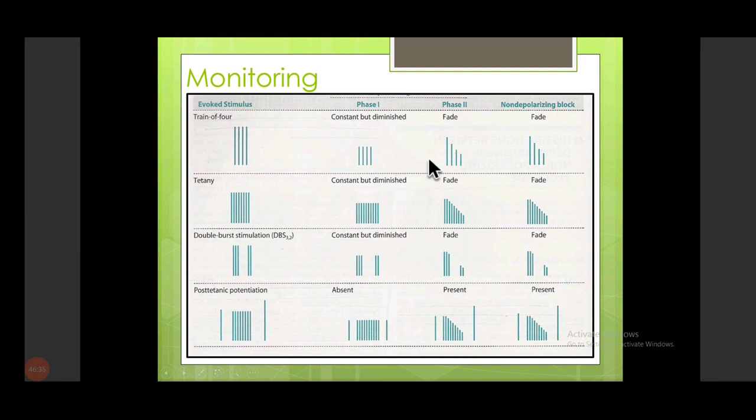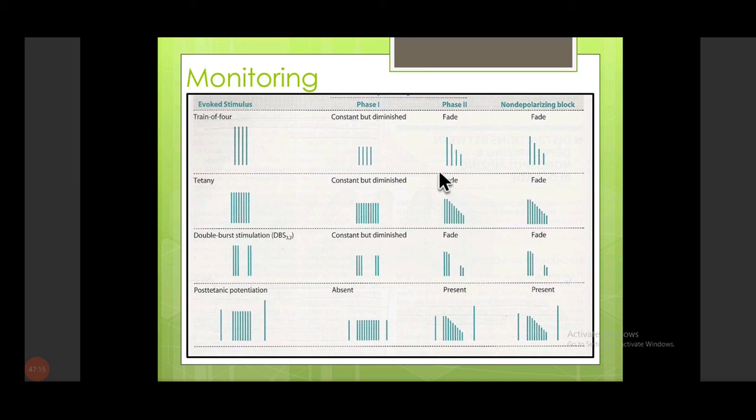Now coming to monitoring. How do we do the monitoring of the skeletal muscle relaxation? You do not need to remember this diagram. This is just for your understanding purposes, and is based on the anesthetic setup. In the first one, the train of four, I'll just tell you about the first one; the others are similar. You don't need to go into details about this unless you are interested. Train of four, you can see the first one, the evoked stimulus.